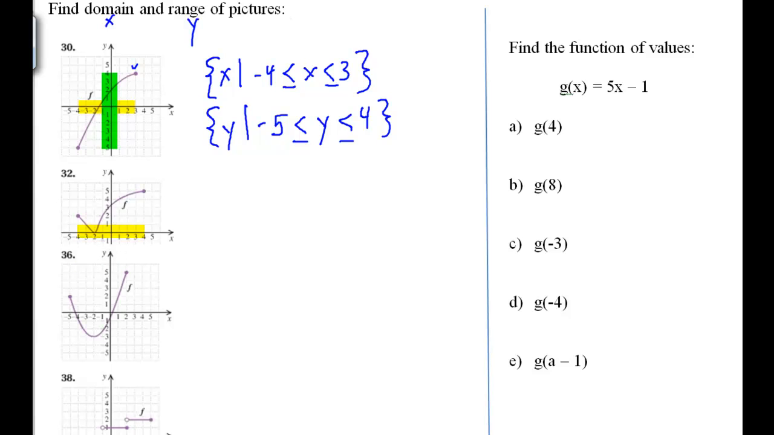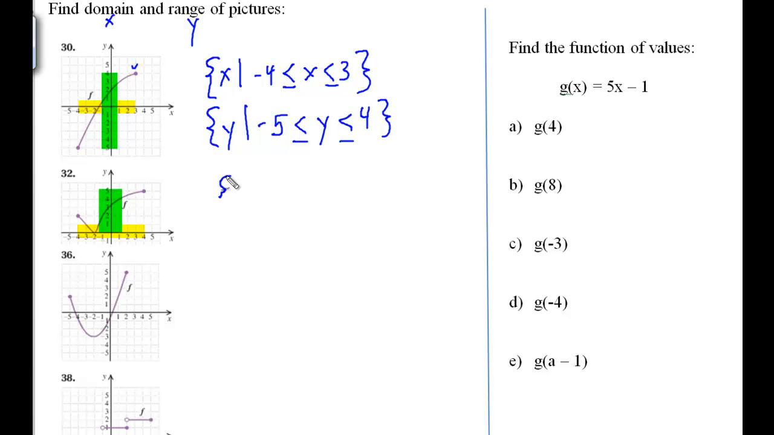And if I went to my y values, my y values go from 5 all the way down to 0 there. This line does not exist below the x-axis, so it goes from -5 to 0. So let's write this up as my formal domain and range.